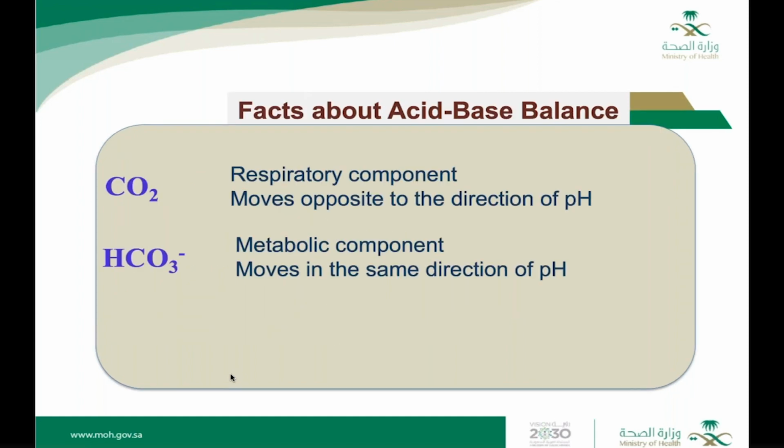Facts about acid-base balance. CO2 is the respiratory component, and it moves in the opposite direction of pH. If the pH is either below or above the normal value, you usually look to the CO2. If the CO2 is the cause, it will sit in the opposite direction. And if the cause is the bicarbonate or HCO3, it moves in the same direction as pH.